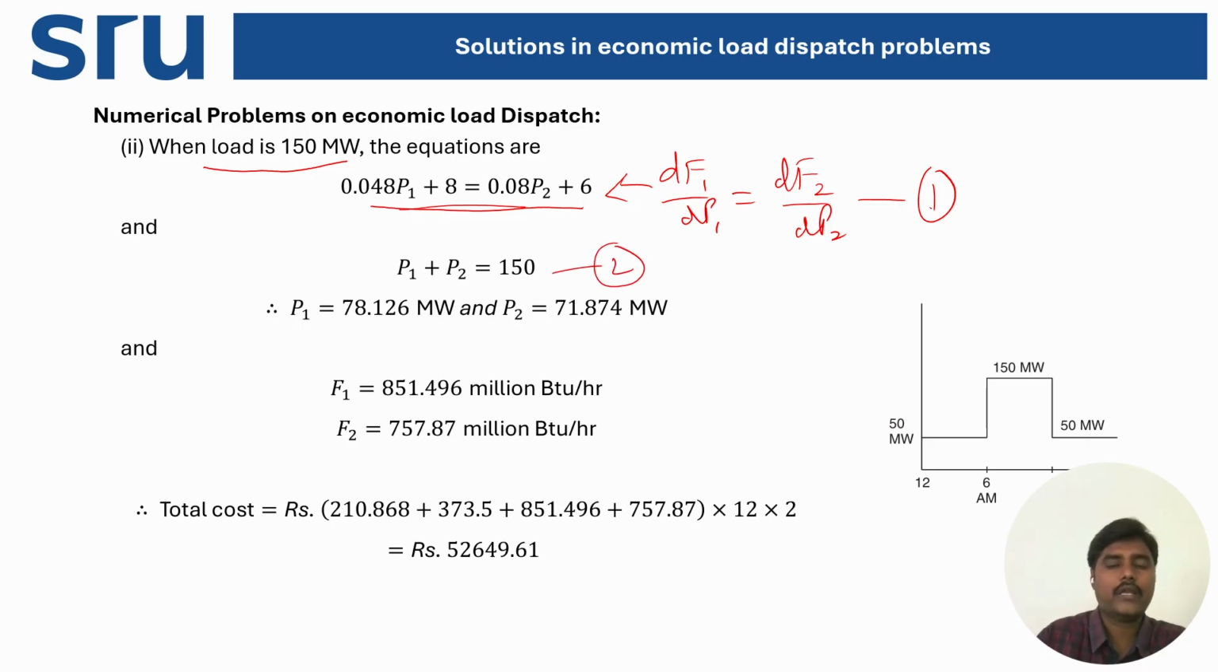So solve equation 1 and 2, which have two variables P1 and P2, then you will get P1 and P2 values. Once you get P1 and P2, just similar to case 1, substitute these values in the F1 and F2 equations, then you will get F1 value and F2 value. Once you have F1 and F2 values for the two cases, suppose the question asks for the entire duration of time given, what is the cost of generation? Then you can substitute all F1 and F2 values and take the sum, and it will give you the total cost.